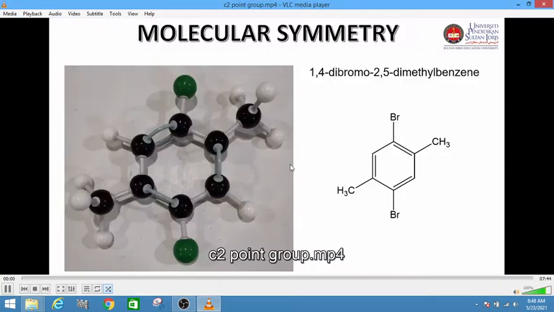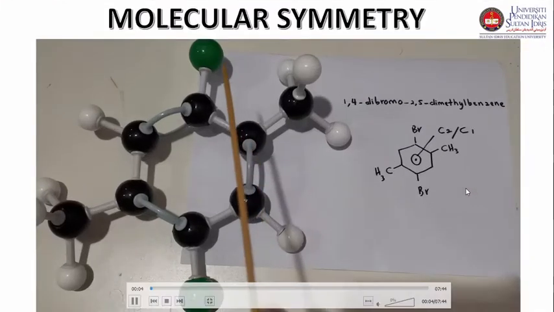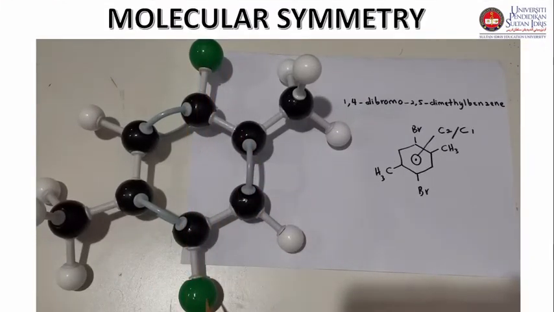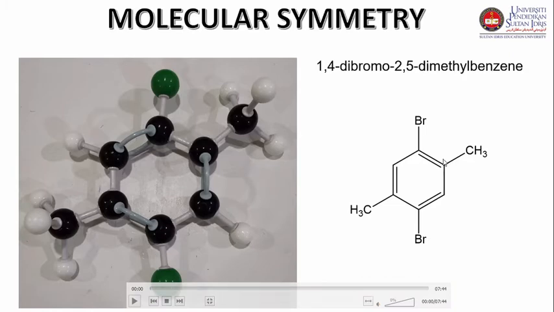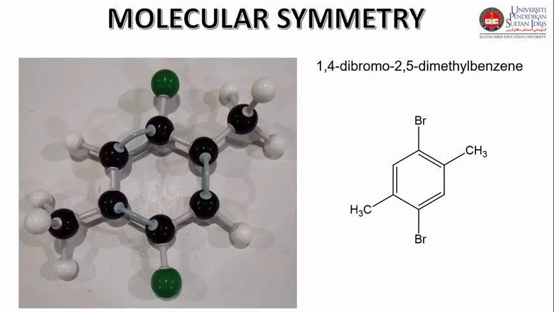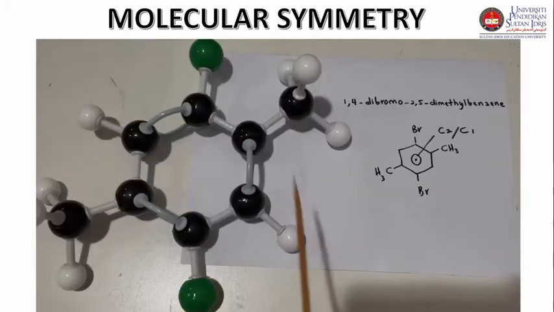Guys, today's topic is: determine the point group for this molecule. You can clearly see from the picture that this molecule is 1,4-dibromo-2,5-dimethylbenzene, as you can observe through the model and also through the picture. Okay guys, now let's start to understand the point group involved in this molecule.